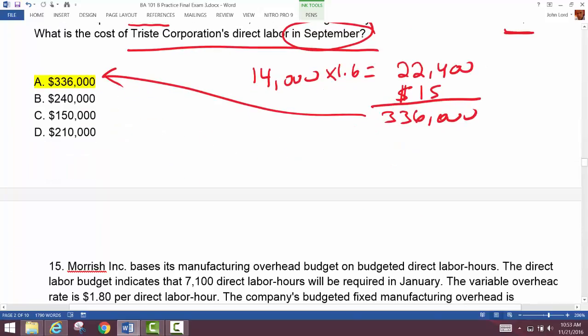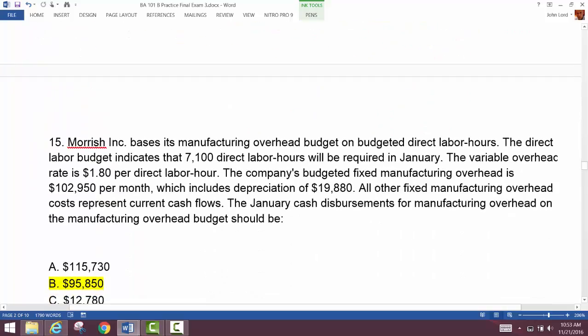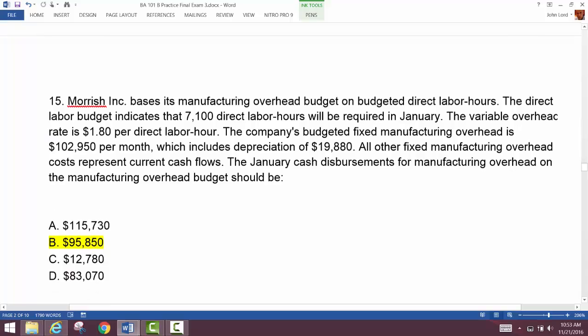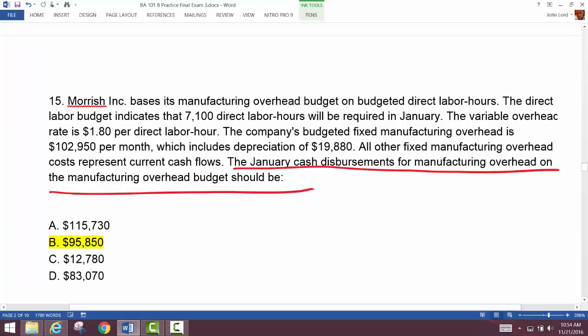Okay, good. Let's try this one. And this one now wants the what? Cash disbursements for my overhead, right? Now notice they're asking me what? Cash disbursement. So I'm going to have to be careful when they tell me about this depreciation, right? Okay. So what happens? I'm sitting here and I have 7,100 direct labor hours, and they're using direct labor hours as how they apply their overhead.